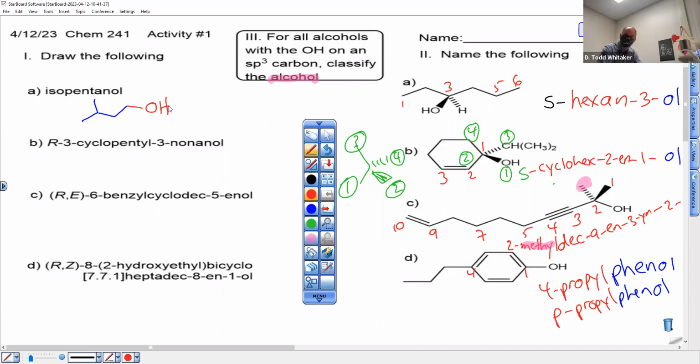So you're going to draw nonanol. Let's draw nonane first. 2, 4, 6, 8, 9. Carbon 3 here has 2 groups on it. One's an alcohol. How do you draw a cyclopentyl group? What shape has it? A pentagon. On carbon 3. There you go.